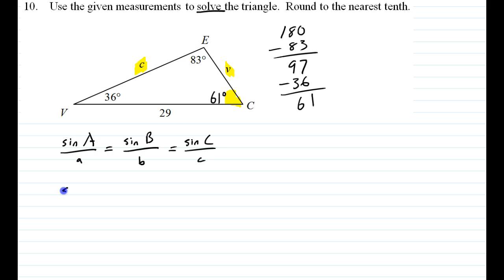The sine of 83 over the side opposite is 29. And let's go ahead and solve C first, which is going to be, so now we use the angle opposite, so 61 is going to be over C. And now we just cross multiply, and so I get C times the sine of 83 is going to equal 29 times the sine of 61.